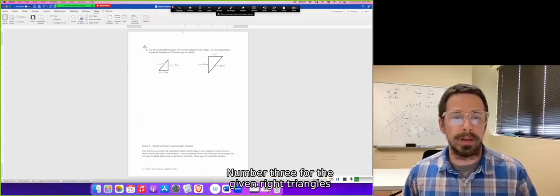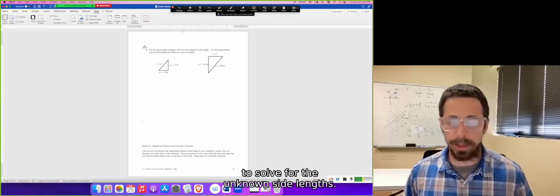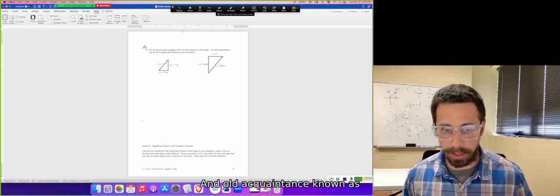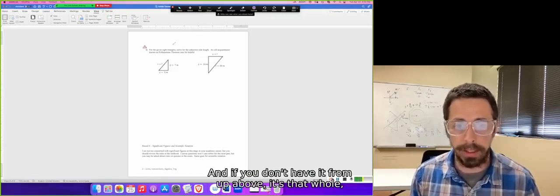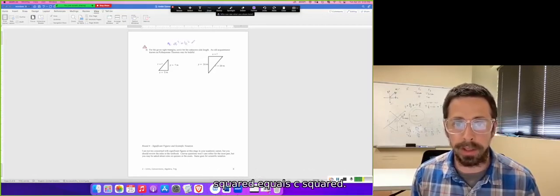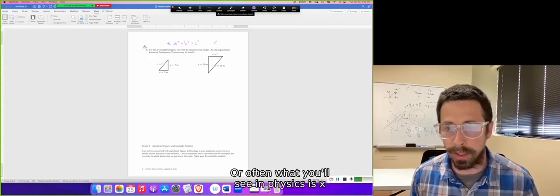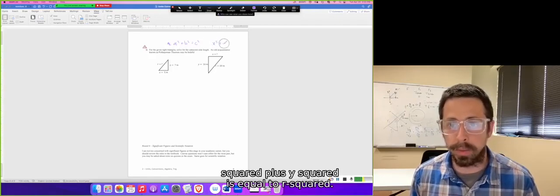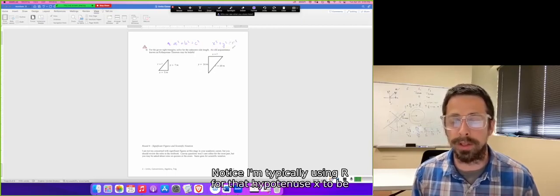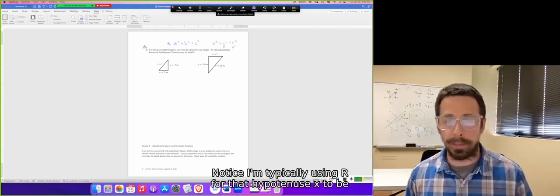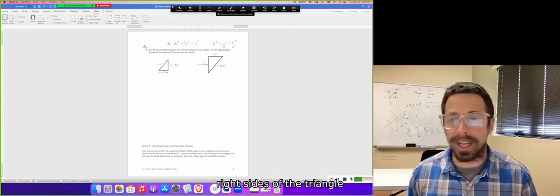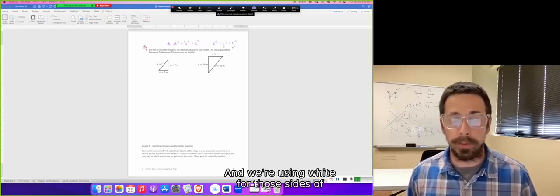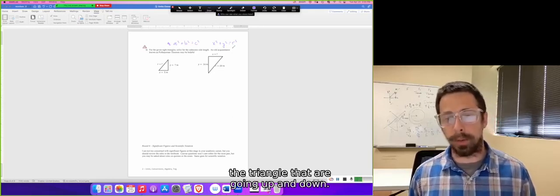Number 3. For the given right triangles, solve for the unknown side length. An old acquaintance, the Pythagorean theorem, may be helpful, and if you don't have it from up above, it's a squared plus b squared equals c squared, or often what you'll see in physics is x squared plus y squared is equal to r squared. Notice I'm typically using r for that hypotenuse, x for the sides of the triangle that are going left and right, and y for those sides that are going up and down.